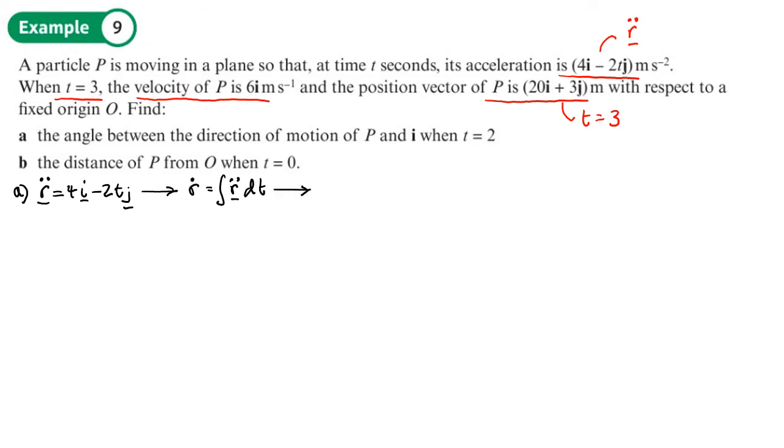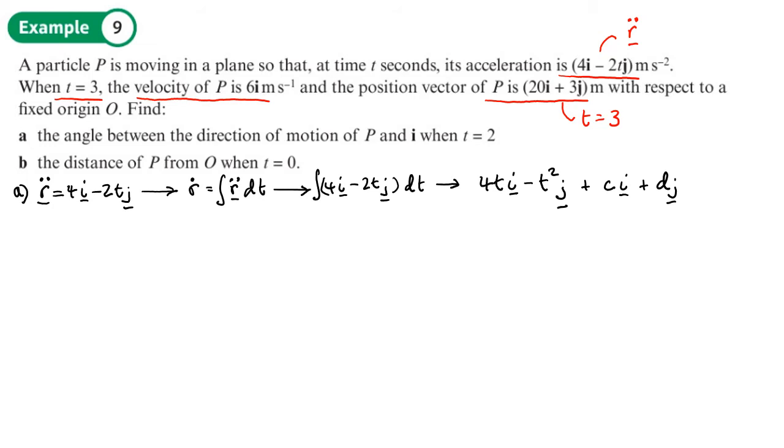That means integrating this, 4i minus 2tj, with respect to t. So if we do that, we will get 4 will become 4ti. The minus 2t will become minus t squared j. Then we have our constant of integration, so ci plus dj. It doesn't matter which letters you use, a, b, c, d.